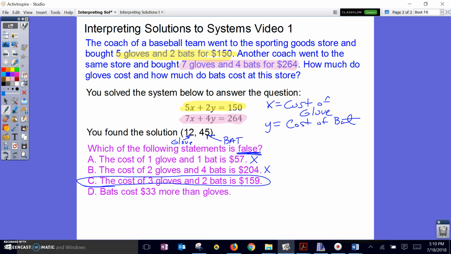Bats cost $33 more than gloves. That's true since bats are $45 and gloves are $12. Bats do cost $33 more than gloves, so that's a true statement. And so C is the only false solution.